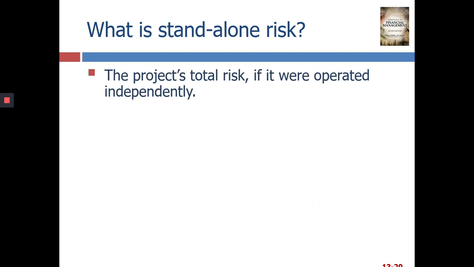So let's look at standalone risk. It is a project's total risk if it were operated independently. Let's say a company has an existing business, and now they're doing a new project. Standalone risk means whatever risk you're getting from the new project, only that. If you don't include your existing business, your entire company or industry, anything, and you're just looking at that specific project, what is the risk? That is standalone risk.